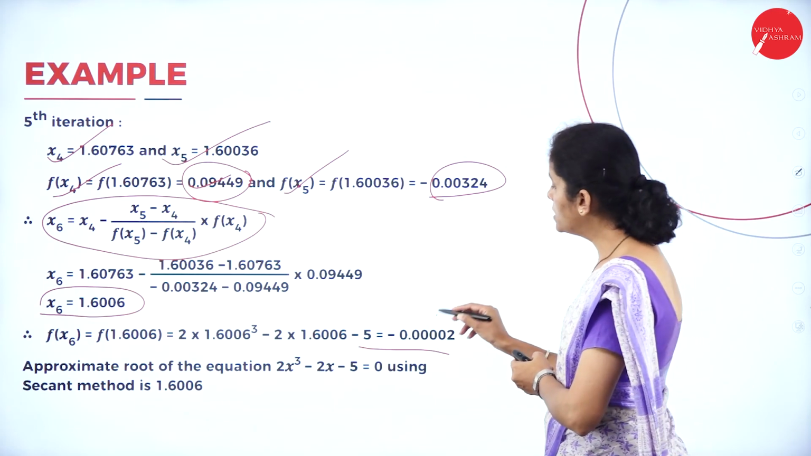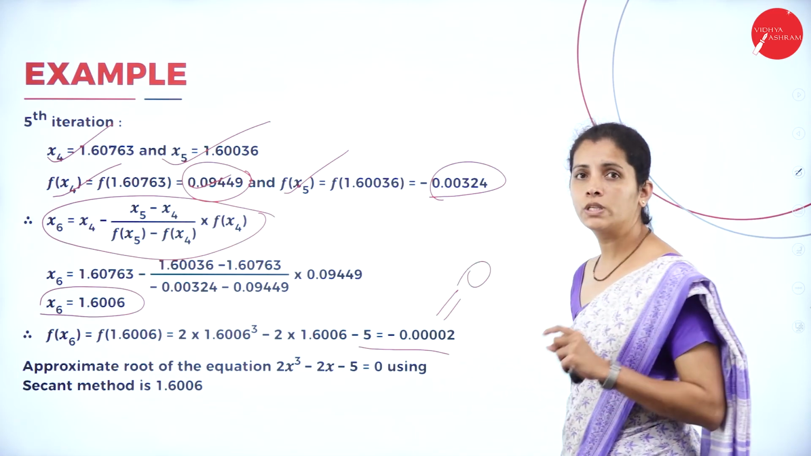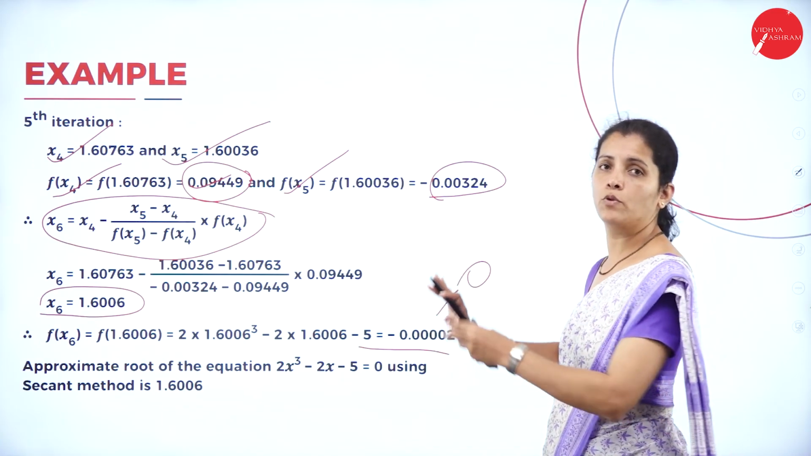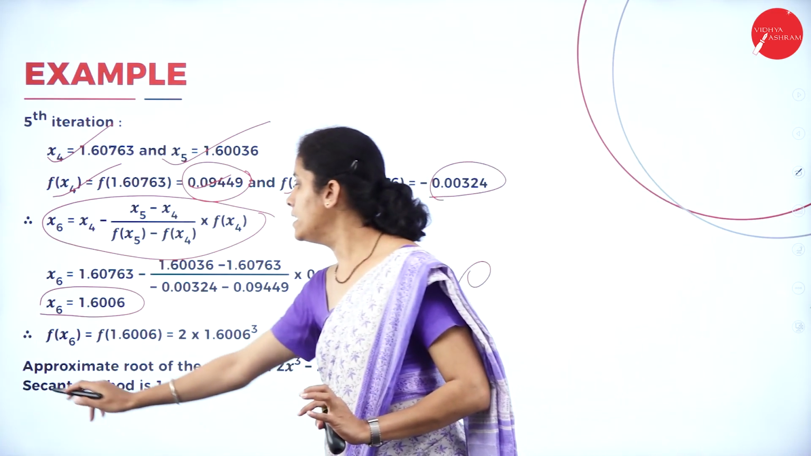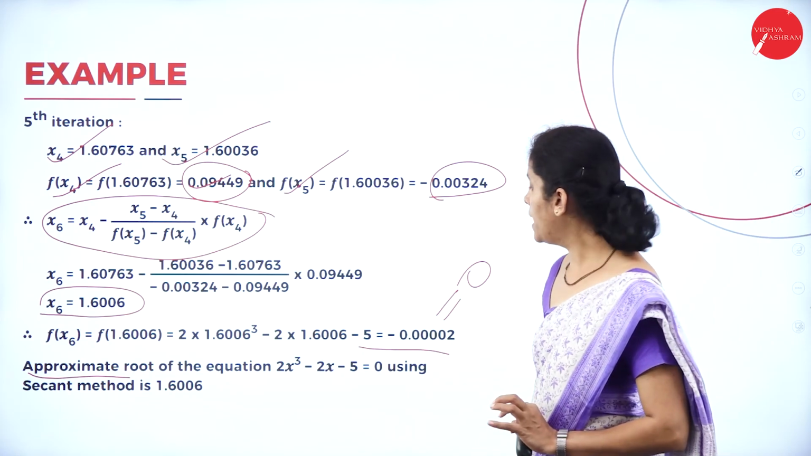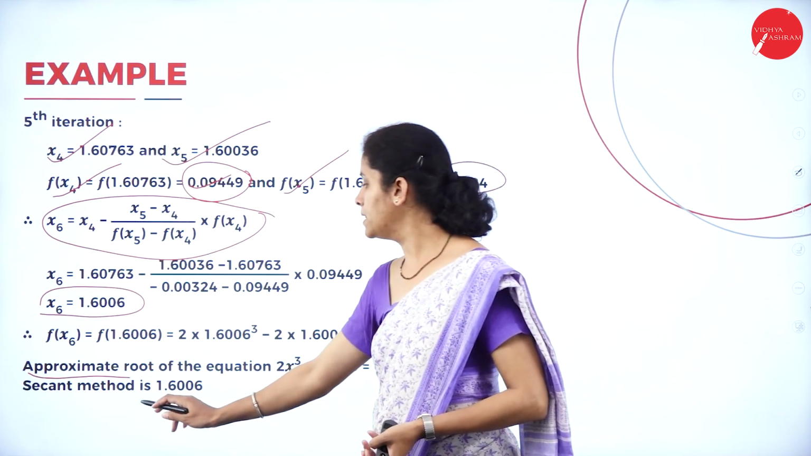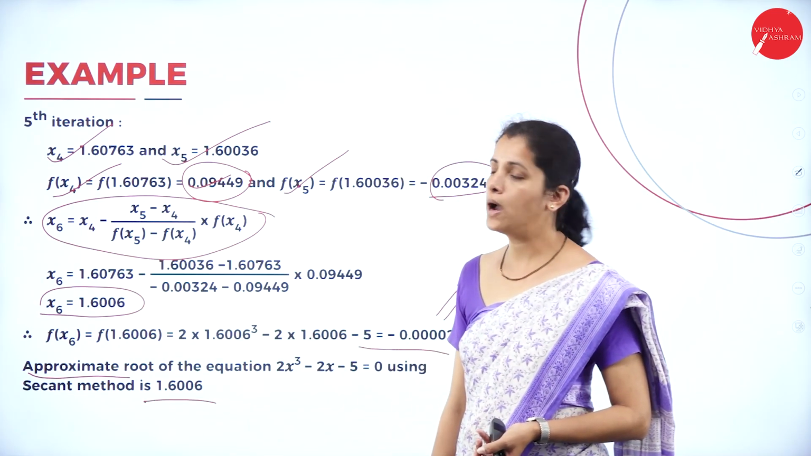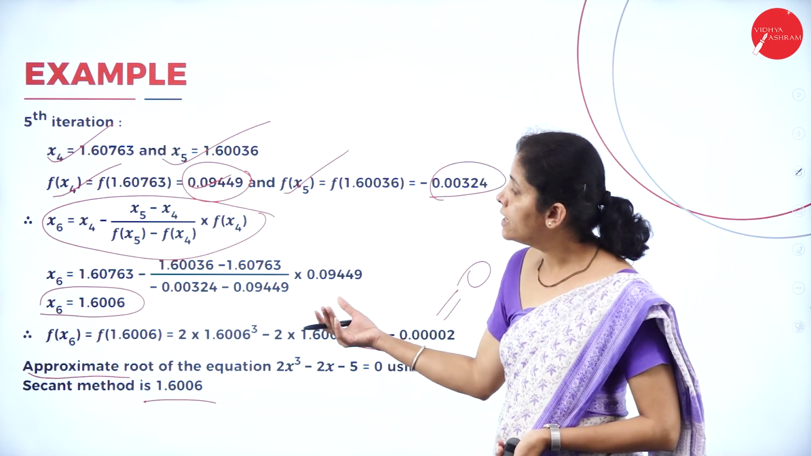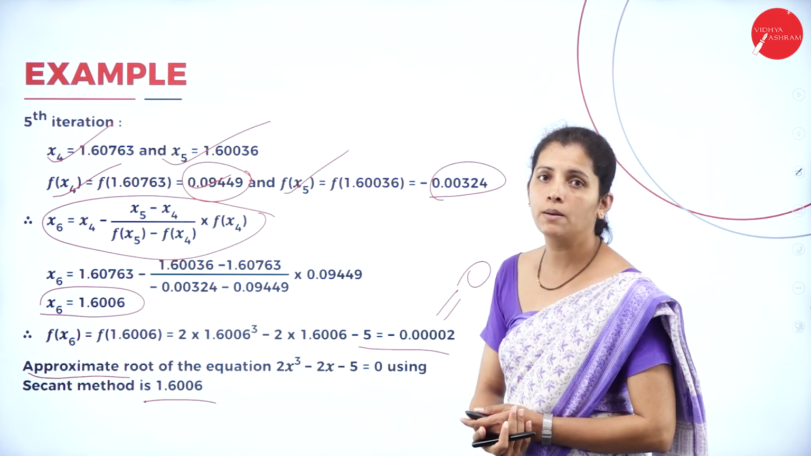So, which is nearer to 0. Which is nearer to 0 in the sense what? I can stop the iteration. So, I'm going to stop the iteration. And I'll write the approximate root of the equation 2x cube minus 2x minus 5 equal to 0, by using secant method, and I am going to write my x6 value, that is 1.6006. So this is the way I can find the root of an equation by using secant method.